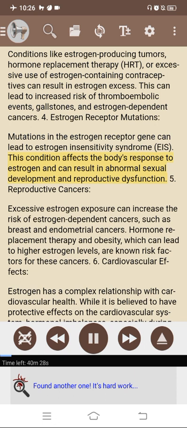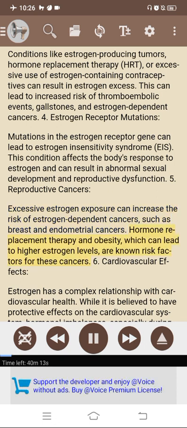This condition affects the body's response to estrogen and can result in abnormal sexual development and reproductive dysfunction. 5. Reproductive cancers. Excessive estrogen exposure can increase the risk of estrogen-dependent cancers, such as breast and endometrial cancers. Hormone replacement therapy and obesity, which can lead to higher estrogen levels, are known risk factors for these cancers.